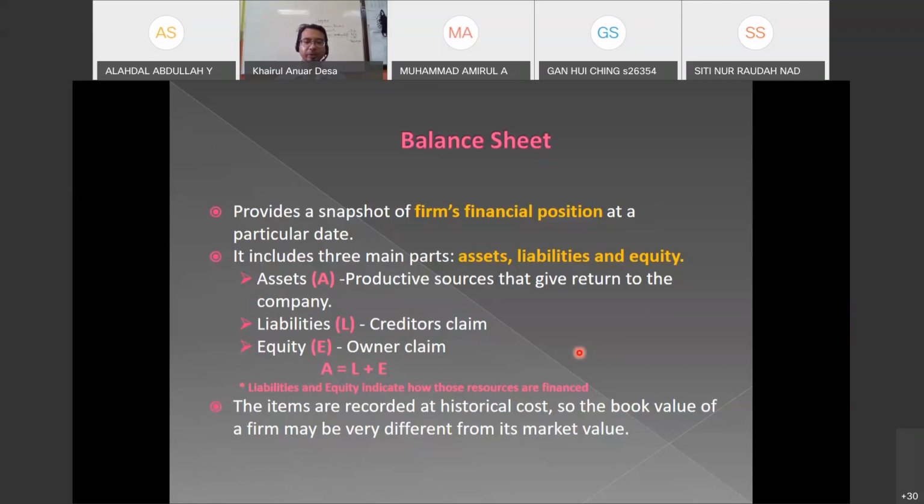So what is the equity? Equity is the owner's claim. Who is the owner of our company? Who is the true owner of our company?